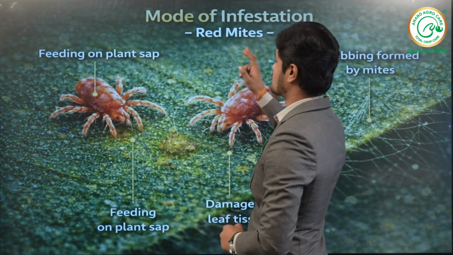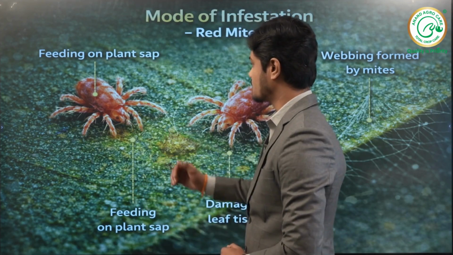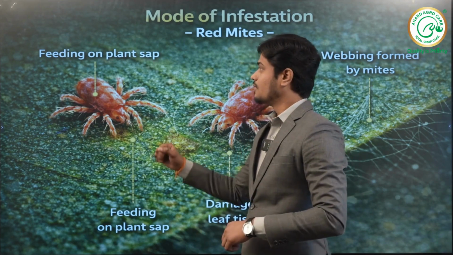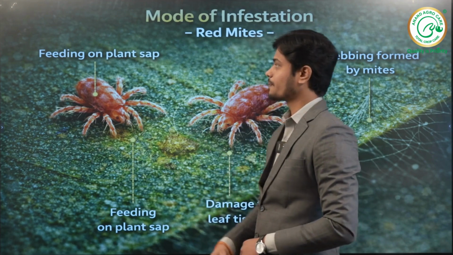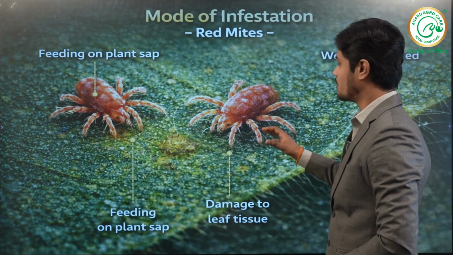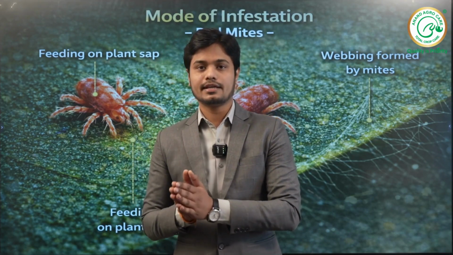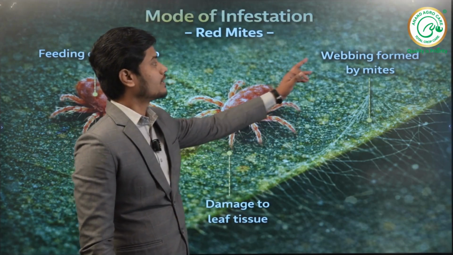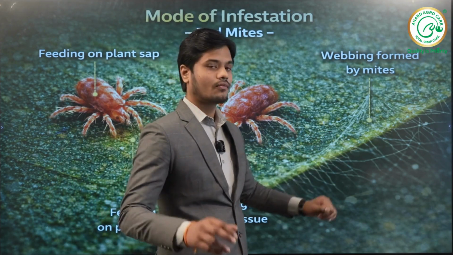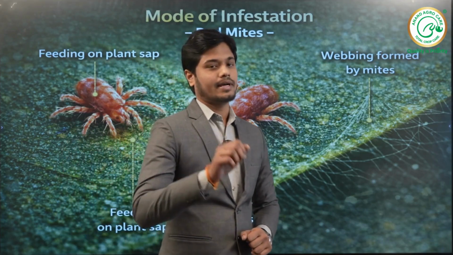Here you can see the mode of infestation of these red mites. After entering the adult stage, these red mites feed on plant sap, which means they extract plant nutrients as well as water by sucking the sap. After continuous feeding, they damage the plant tissues, leaf tissues, which causes visible symptoms like discoloration of leaves, and they reduce photosynthesis. Also, they form webbing-like structures, which help them to move from one plant tissue to another. So this is the mode of infestation of red mites.